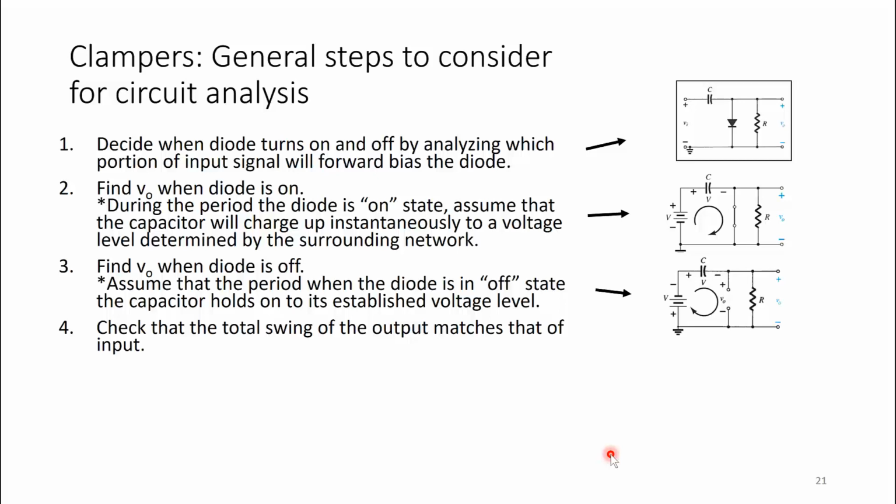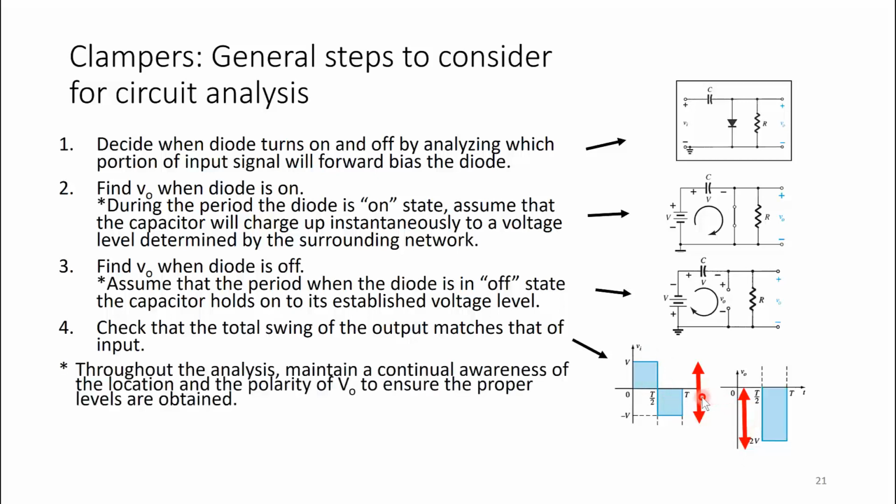the total swing from peak to peak of the output matches that of the input. So whether it is the output being shifted up or down, it doesn't matter, but the swing must be maintained because the waveform is not changed. So check the swing of the output, it should be the same as the swing of the input. And then also throughout the analysis, maintain a continual awareness of the location and polarity of Vout to ensure the proper levels are obtained. It's just saying that make sure you know whether you're doing Vin positive or Vin negative.